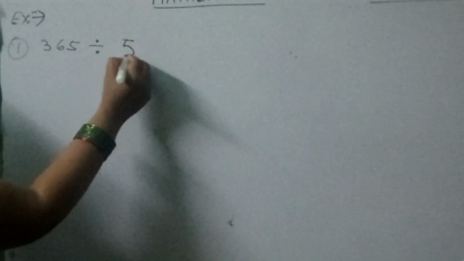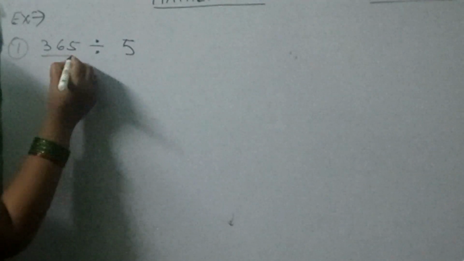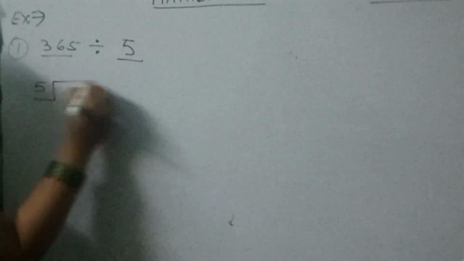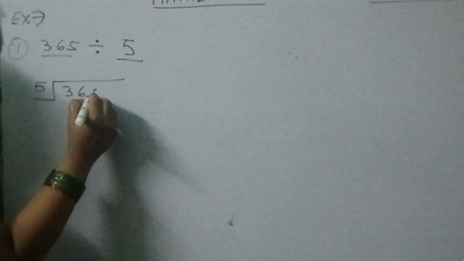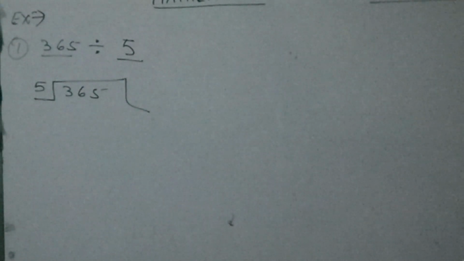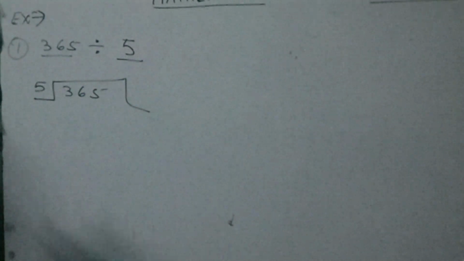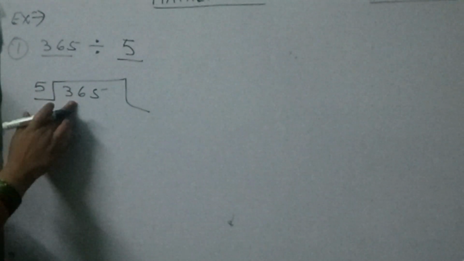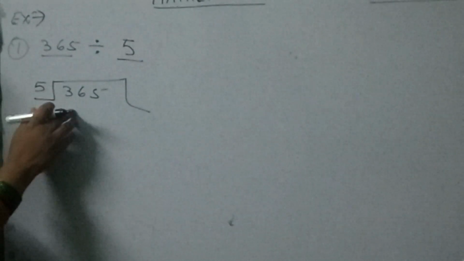Given is 365. First one is 365 divided by 5. Again, this one is the dividend, this one is the divisor. Right here 5 and here 3 6 5. Okay, read the table of 5. How many times will it be? It will be 36, or not greater than 36, less than 36, or equal to 36.